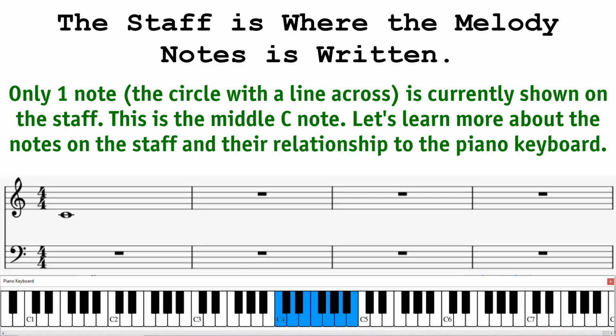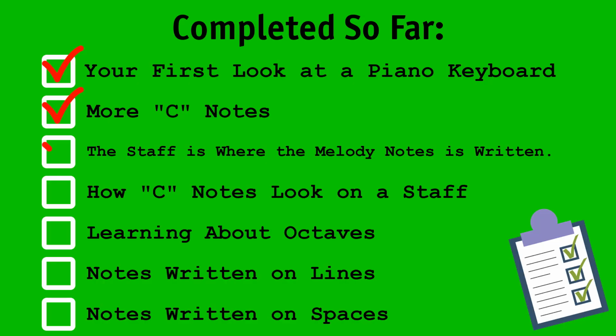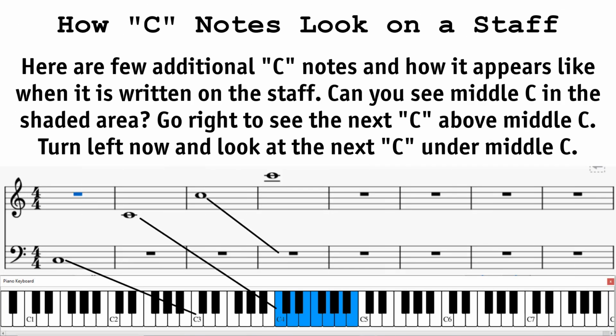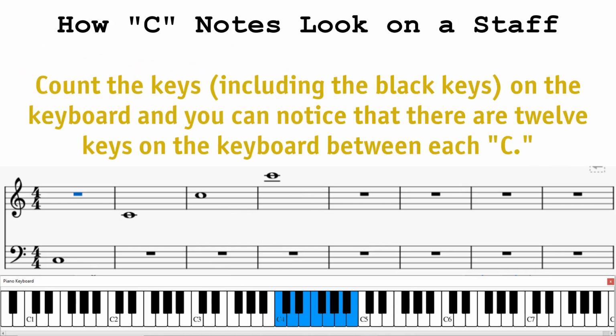Let's learn more about the notes on the staff and their relationship to the piano keyboard. Here are a few additional C notes and how they appear when written on the staff. Can you see middle C in the shaded area? Go right to see the next C above middle C. Turn left now and look at the next C under middle C. Count the keys, including the black keys, on the keyboard and you can notice that there are 12 keys on the keyboard between each C.